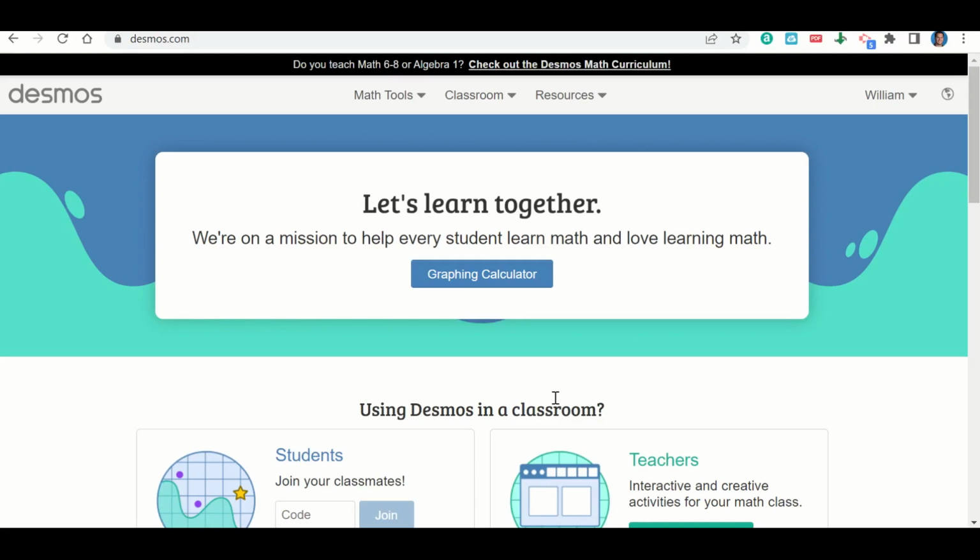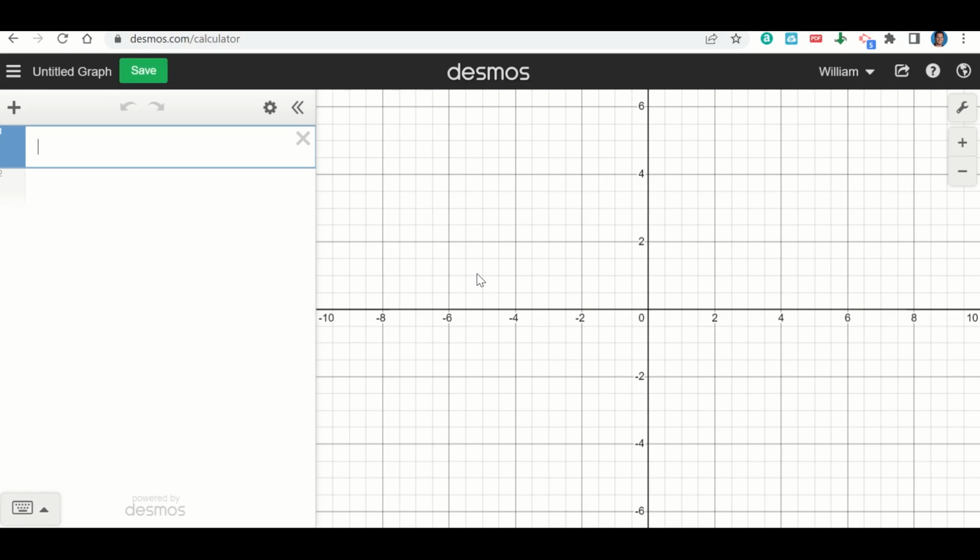So first thing we're going to do is go to desmos.com, which is here, and we're going to click on Graphing Calculator. Now, this allows us to type in our equations over here. So let's go ahead and put in an equation. Let's say it's y equals 2x minus 4. So there's our first equation.